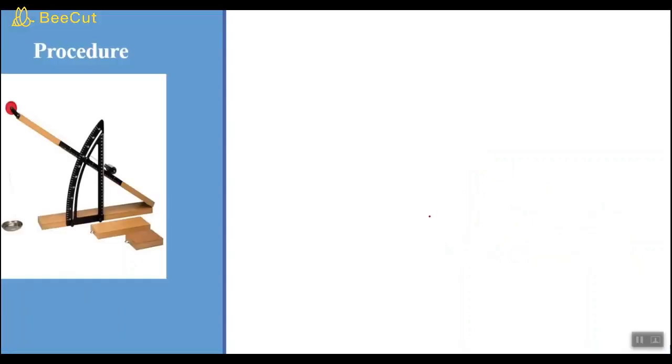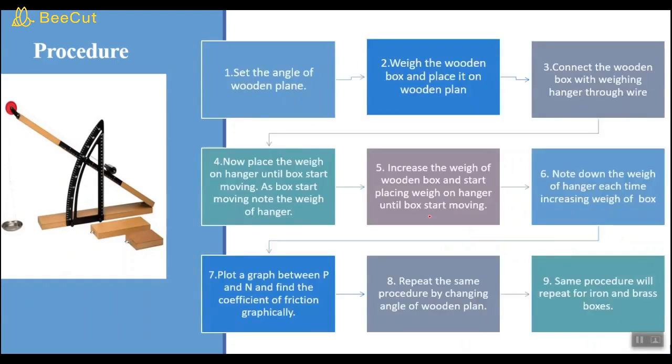So now coming toward the procedure part, what do I have to do? First, I have to set the angle of this wooden plane. Let's suppose I set it at 15 degrees. It means I am interested in finding the coefficient of friction, or I want to verify the law of friction, at 15 degrees. Then what do I have to do?